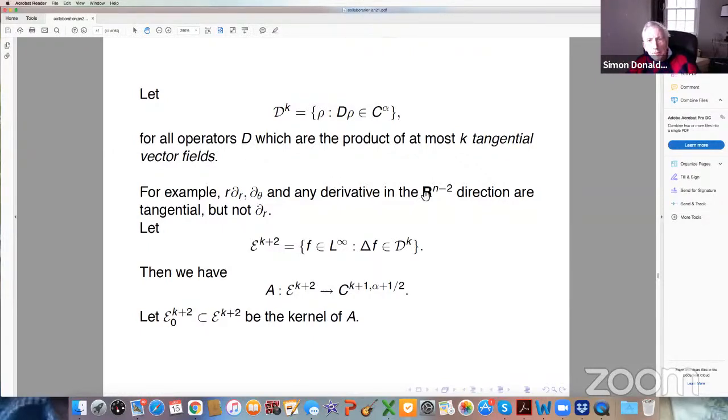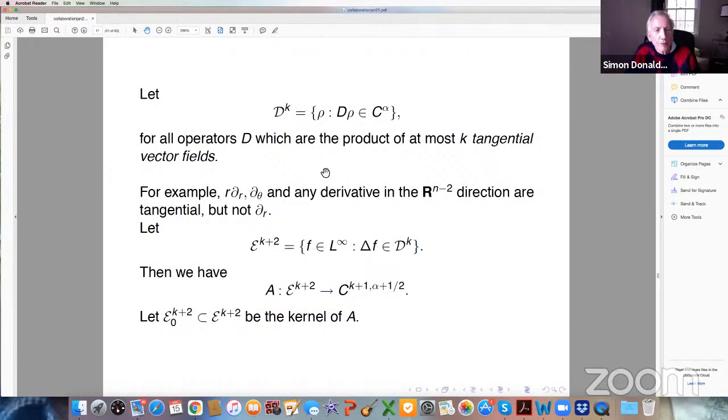So we can take any derivative in the R^(n-2) direction. That's controlled in C alpha, or k. You can take k derivatives in the R^(n-2) direction, or we could take d/dθ, or we could take r d/dr, but we're not allowed to take d/dr. So we don't control the kth derivative in the r direction of ρ, but only r^k times the kth derivative in the r direction.